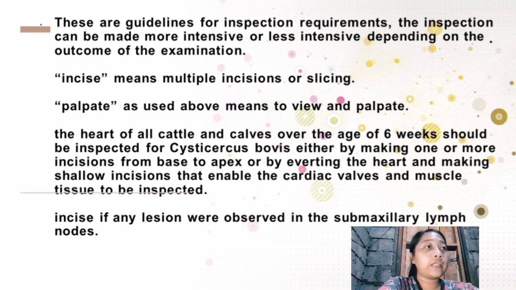So these are guidelines for inspection requirements. The inspection can be made more intensive or less intensive depending on the outcome of the examination. So magdepende ang inspect sa carcass body sa livestock kung ang outcome sa examination is grabe pod. So these are some of the terminologies of how to inspect the carcass body of the livestock. Incise means multiple incision or slicing. So, ilang gina-slice ang mga parts sa carcass body.